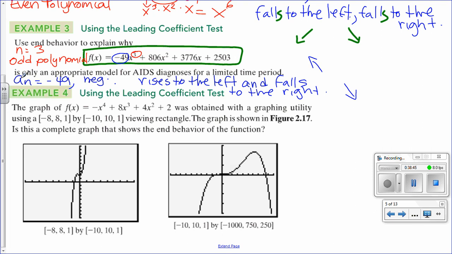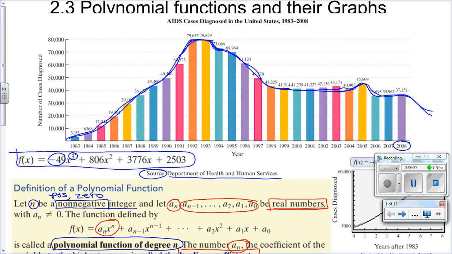Well, go ahead, Bessie. I was going to say that graph, the one on the right, because it's going to the left and then going to the right. Well, let's look. They're talking about this graph here, and I think I know why. Okay, tell me. Well, this is only a graph from 1983 to 2008, so the number of people in the U.S. who actually get diagnosed with AIDS may have changed the numbers. So this graph is only appropriate for this time frame. Okay, so this function and its graph is only appropriate for a limited time frame. That sounds good to me. All right.